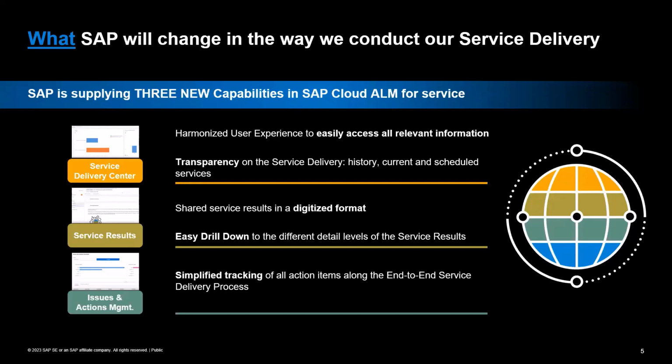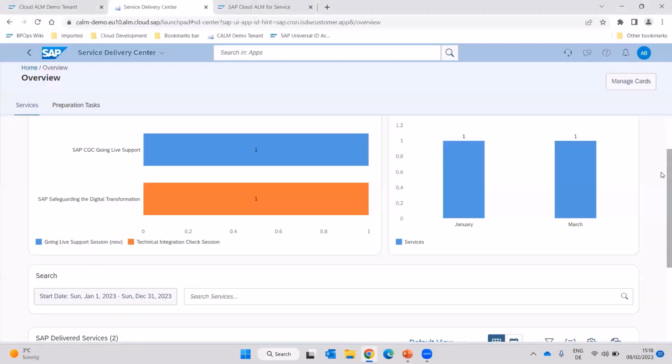And of course, the advantage being that if I have it all in one UI, it's easily accessible, it's easy to get transparency, it's easy to see the history, the current and the scheduled services. And that alone is something that a lot of customers struggle with because, as I said, right now we don't have a collaboration platform in use there. So even to know whether we already had a technical integration check for a specific service ID delivered in the last 6 months is something that at some customers is very difficult to find out. And that, of course, is very easy to find out here via the Service Delivery Center.